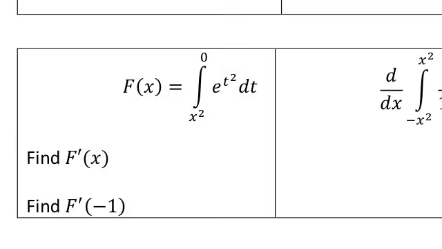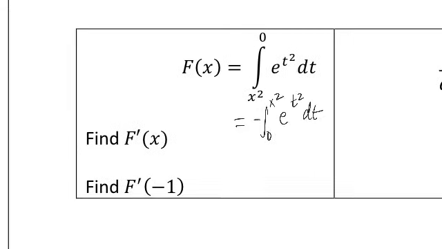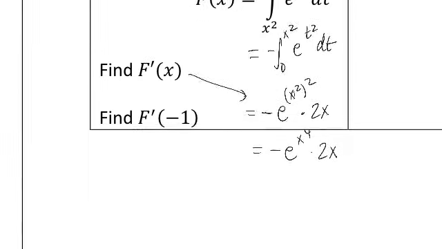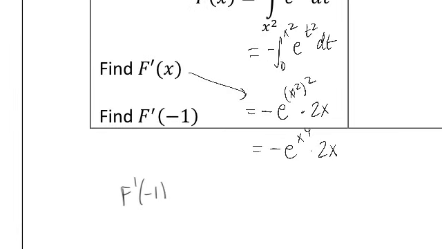This guy, let's see, flip it first to get the number on the bottom. Okay, and then I would say this f prime of x will be equal to negative e to the x squared, squared, times 2x. So negative e to the x to the 4th times 2x. And then f prime of negative 1 means put this negative 1 into the equation that we just found for f prime, right?